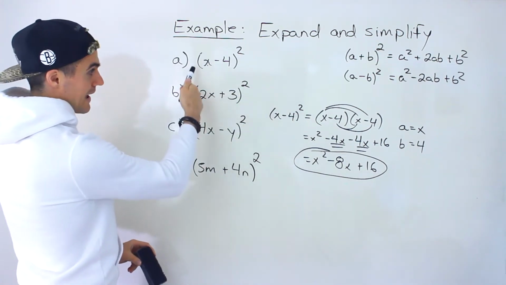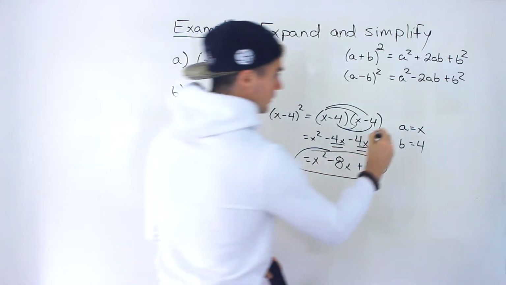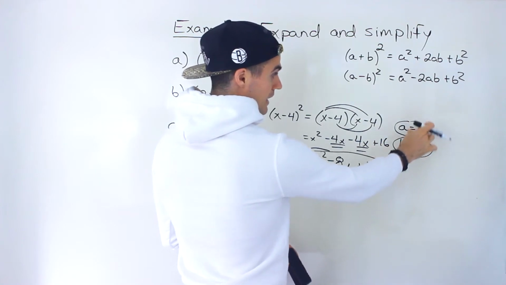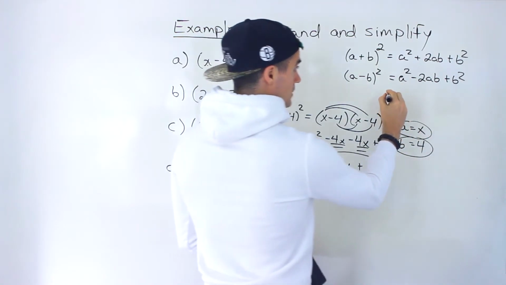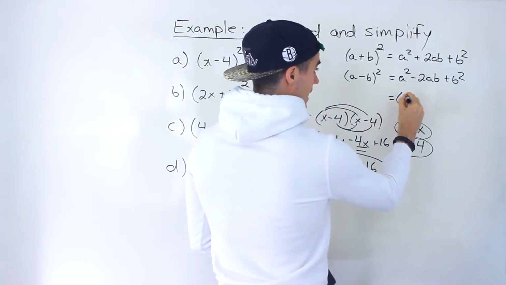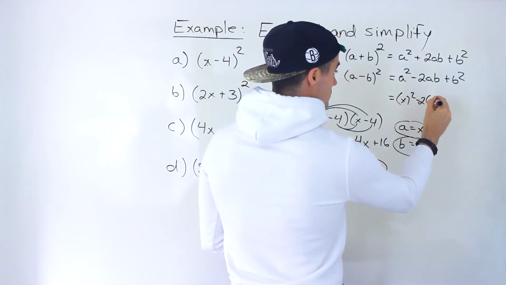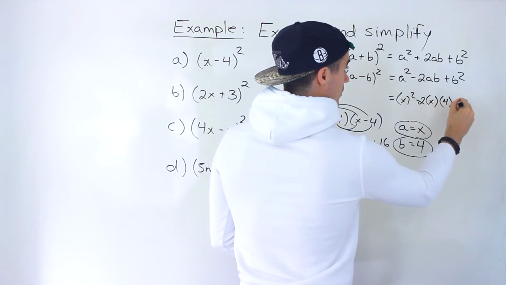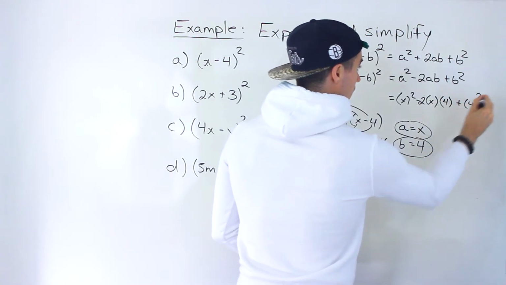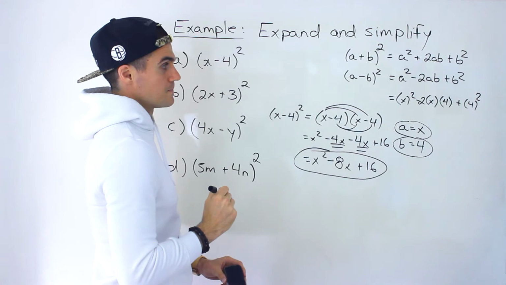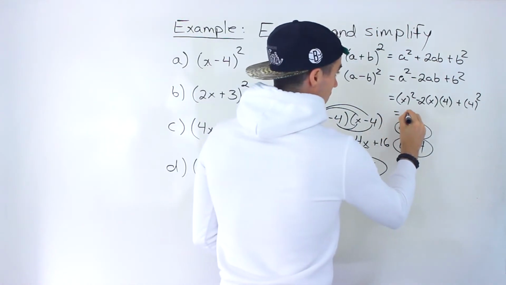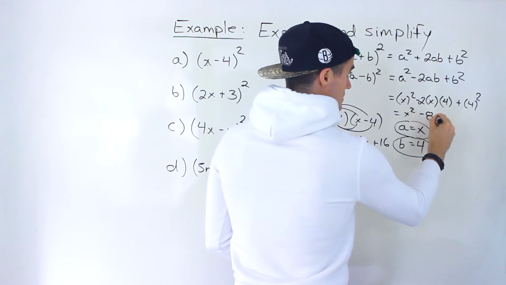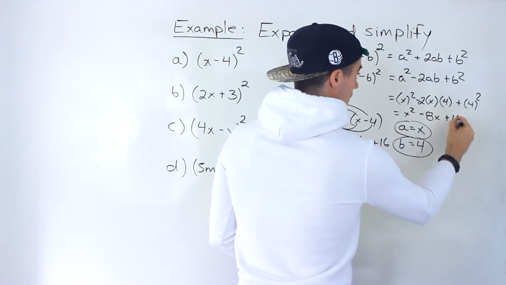So the a is like x, the b is 4, and then all you want to do is take the a and b, the x and the 4, and plug it into the formula. So you'd end up with a squared, which is x squared, minus 2 times the a value of x times the b value of 4, plus 4 squared, like that. And so notice, what do you end up with? Negative 2 times x times 4 gives us negative 8x, and then 4 squared ends up being 16.